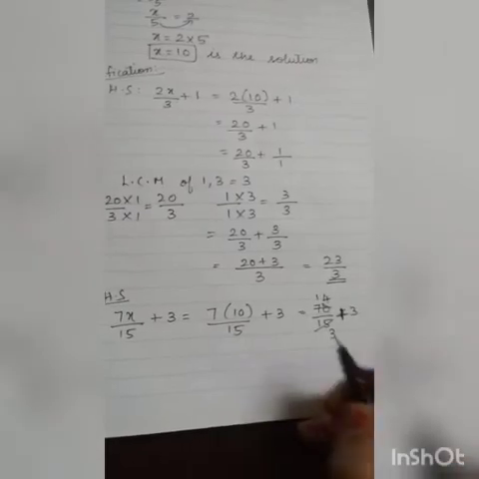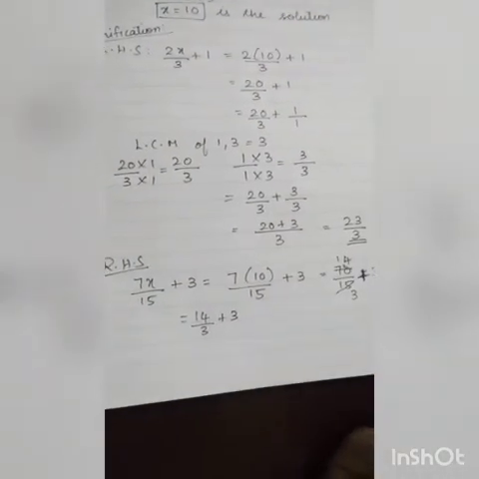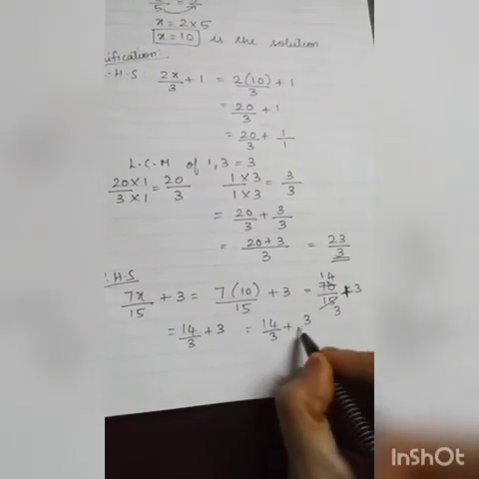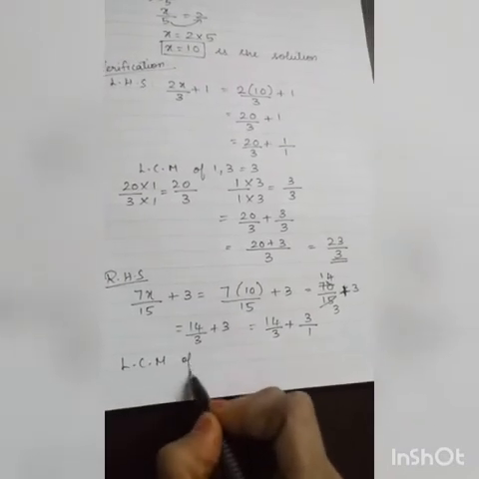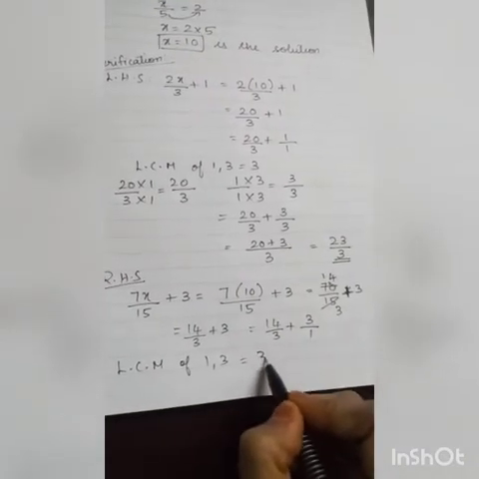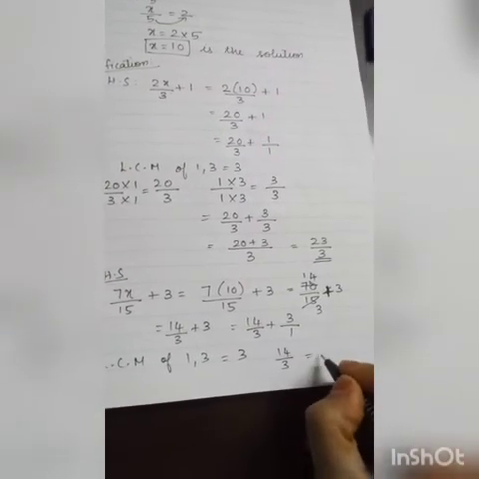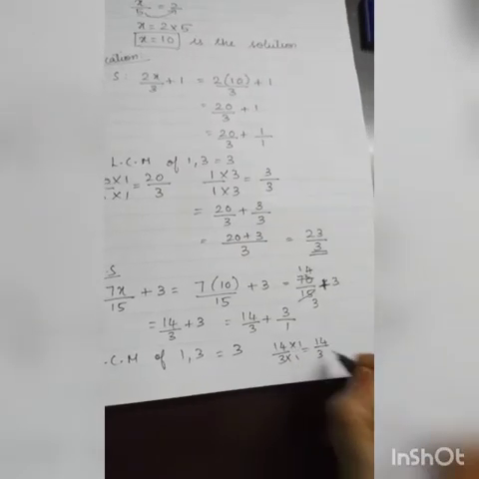Five fourteens are 70. Now, what is the answer? 14 by 3 plus 3. So, 14 by 3, and 3, how will I write? 3 by 1. Here also the LCM of 1 and 3 is 3. So, what I want to do is convert this 14 in terms of 3. So, 3 ones are 3, 14 ones are 14.